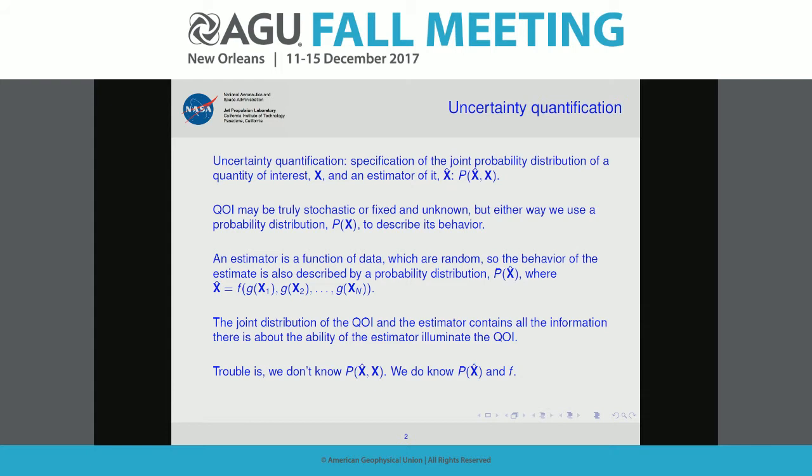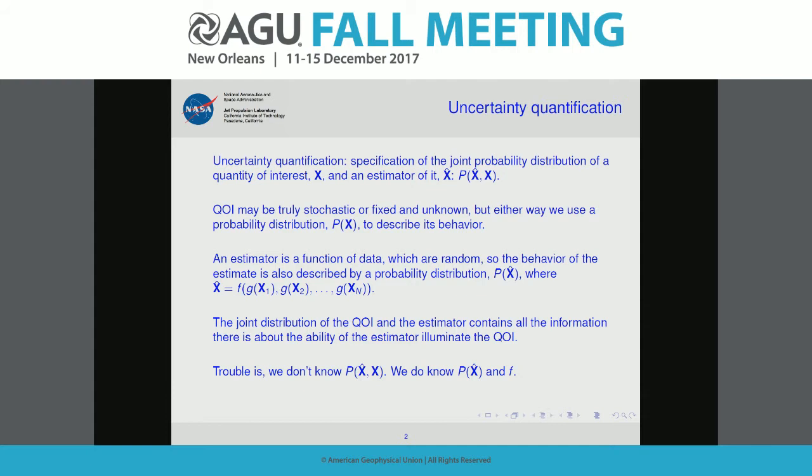Okay, so an estimator is a function of the data you collect, and the data you collect at any given point in time and space is, quote unquote, random, usually because it suffers from measurement error. And you can argue about whether the true state that gives rise to the measurement that you actually make is random or not, but in any case, there's always measurement error on any measurement that you make. And so our estimator is always a function of something that's random, and so the estimator itself is random. And so its behavior is described also by a probability distribution, which I've called P of X hat there.